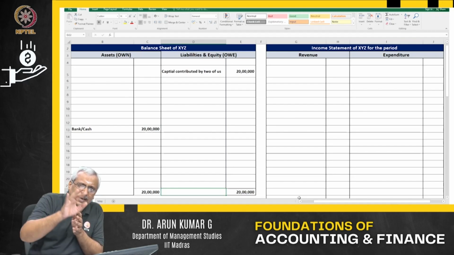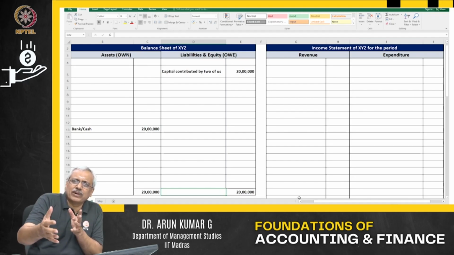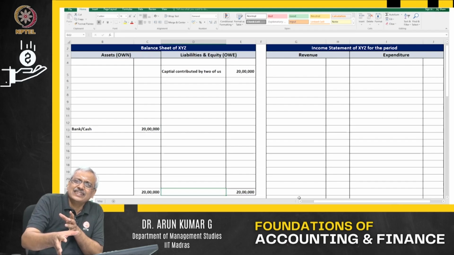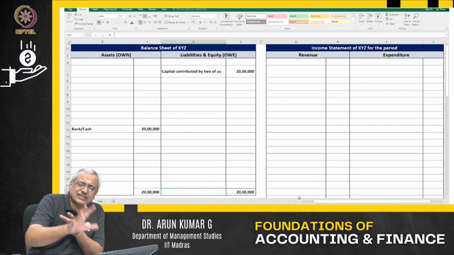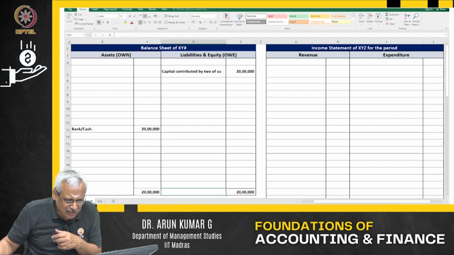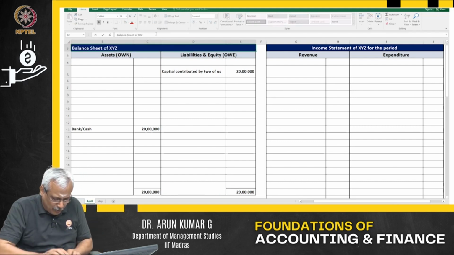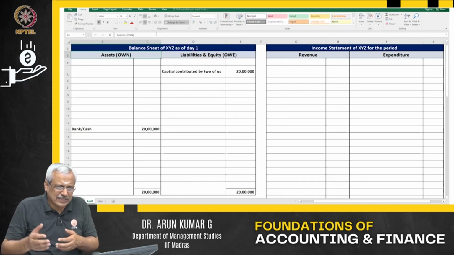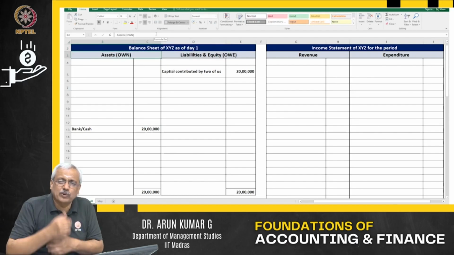Let me take up one more transaction. I am going to take up about half a dozen transactions for you to understand the interactions between the profit and loss statement and the balance sheet. This is, let us say, the balance sheet of XYZ as of day 1. Whatever may be day 1, you can say today is day 1 or whatever date you want, you can put it out there.